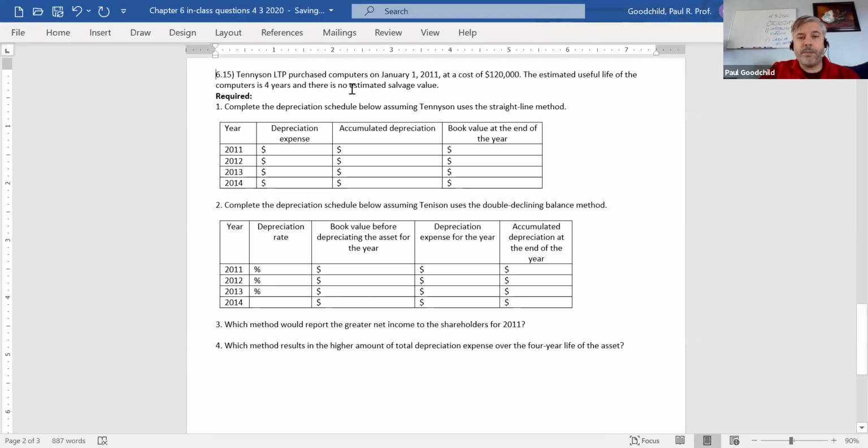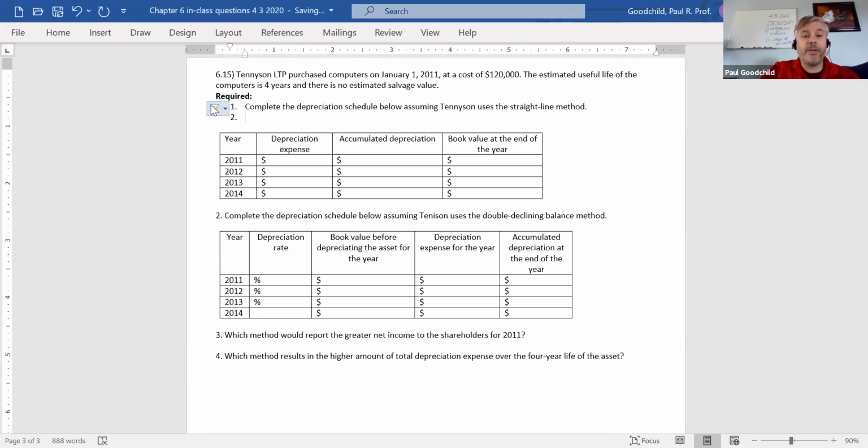So says the company purchased computers on January 1 at a cost of $120,000. The estimated useful life is 4 years and there's no estimated salvage value. So if we want to complete the depreciation schedule using straight line, it's fairly straightforward. Straight line depreciation per year equals 120 minus 0 salvage value divided by 4, and so that equals 30,000.